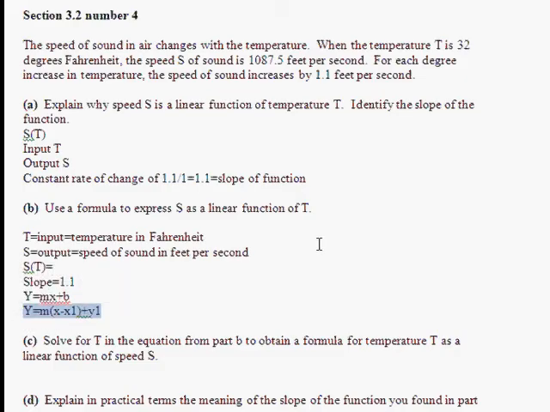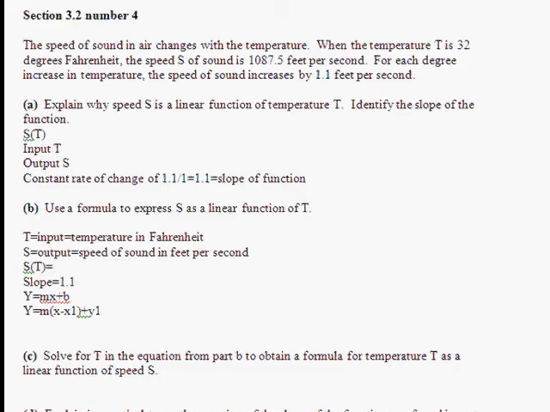They've told us that the slope's 1.1, and they've told us that when the input is 32, the output is 1087.5. So we know the slope is 1.1, and we know that the point (32, 1087.5) is a point on this line. Therefore, we're ready to write the equation of this line.